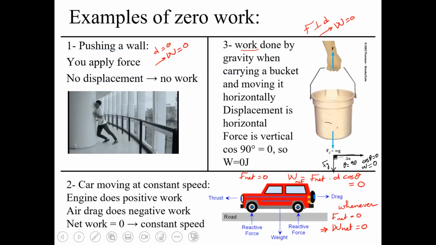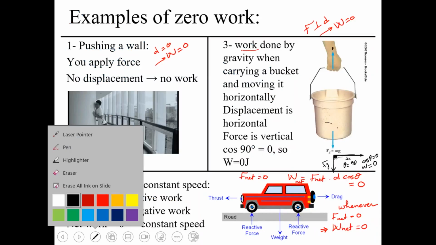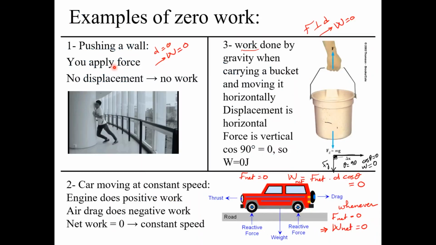Now, there are other situations where the work done can be 0 as well. You can see here, for example, in the first figure, you're pushing a wall, you apply a force, but the wall doesn't really move. So I'll say there's no work done. W is equal to 0 when there's no displacement. Remember, W is equal to F dot D. So essentially, to obtain work, the force must be moving the object. So if there's no displacement or no motion, there's no work done by the force.